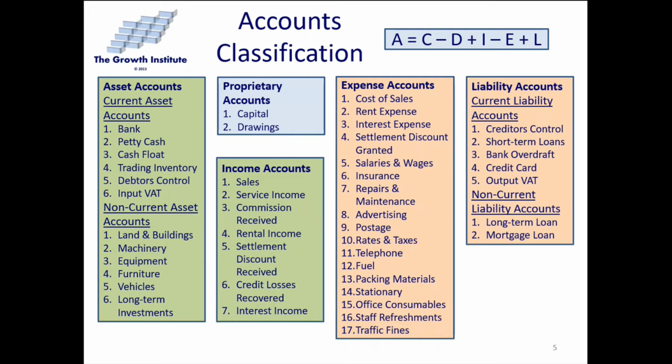Okay. The liability accounts, once again, just like we did with the asset accounts, we have to distinguish between current liability and non-current liability. So the current liability, once again, is really stuff that is due, often within the month or within 3 months, but definitely within a year. So that is the creditors control, the people that we owe money, our short-term loans, the bank overdraft, the credit card, and the output VAT. While the non-current liability accounts are any long-term loans and the mortgage loan that we have.